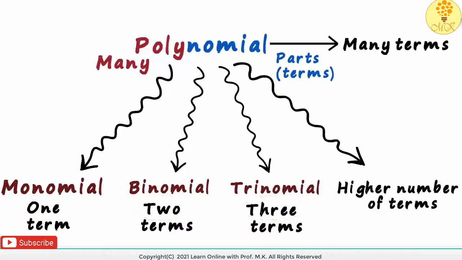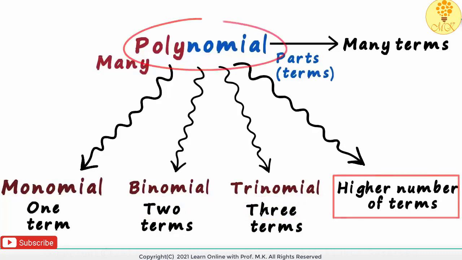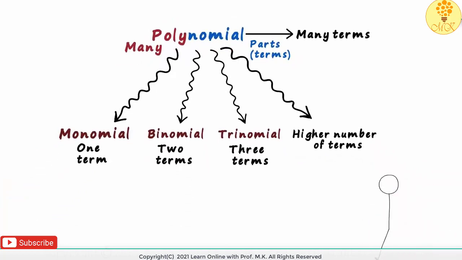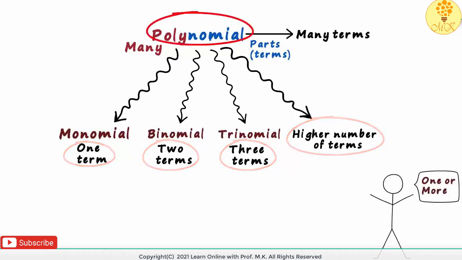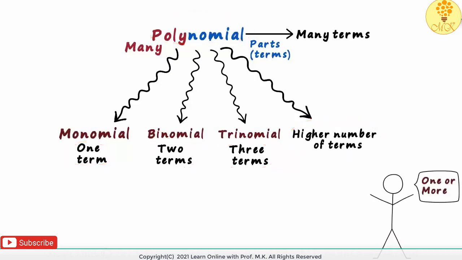There is a common misconception that only an expression with more than three terms is called a polynomial. That's incorrect. All expressions which have one or more terms are called polynomials. Let's look at a few examples of each.